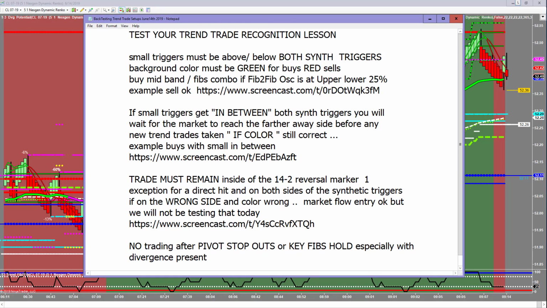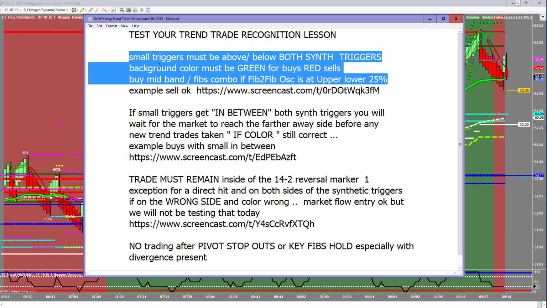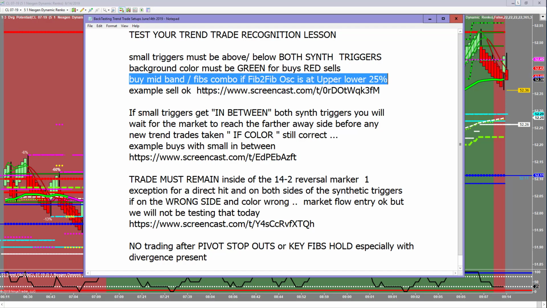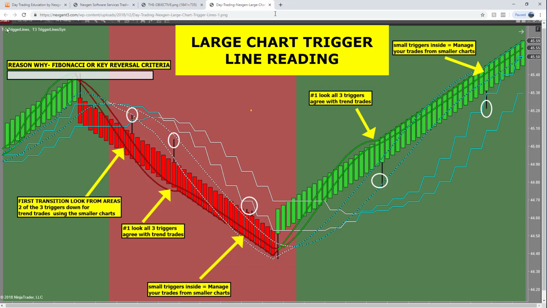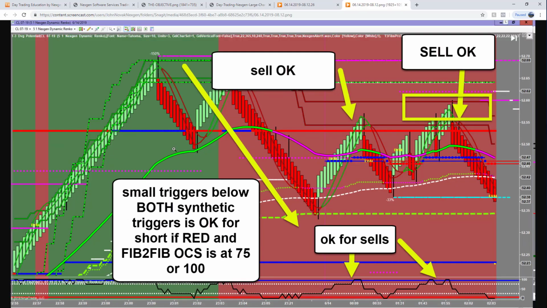The small triggers must be above or below both of our synthetic triggers to take a trend trade. The background color must be correct: green for buys, red for sells. We're going to buy support or resistance when the fib to fib oscillator is correct. And here's a visual. I'll put in a little visual for you guys on what this is going to look like. So let me show you the picture here real quick. And again, you're going to see the simplicity of this.